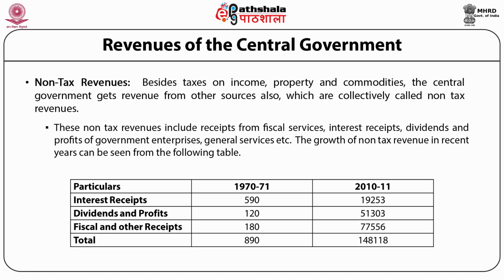Interest receipts comprise interest on loans to the states and union territories, interest payable by railways and postal services, and other interest payments. Profits and dividends relate to profit of RBI, profits of nationalized banks, LIC, etc. Fiscal services include the revenue received by the central government from currency, coinage, mint, etc.